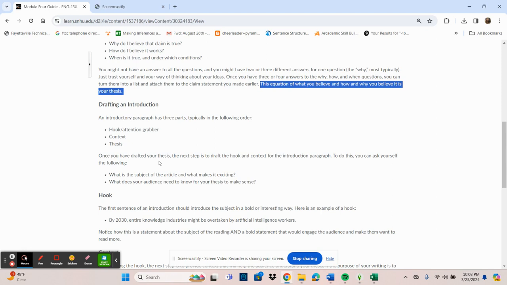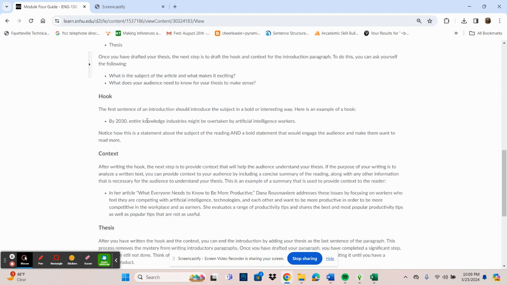Okay. Once you've drafted your thesis, the next step is to draft the hook and context for the introduction paragraph. To do this, ask yourself the following. One, what is the subject of the article and what makes it exciting? A lot of us chose take a break, so I expect to read a lot of that. And also, what does your audience need to know to make your thesis make sense? That's important. So there is important historical and cultural context that you might want to touch on in the context part of your introduction. That should be a part of the overview that sort of prepares the reader for what's coming. Okay. So now we have what breaks all of these things down.